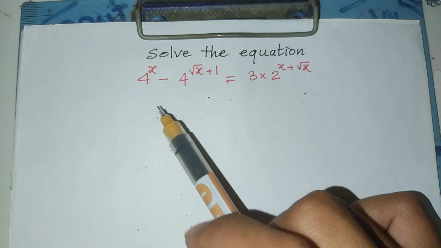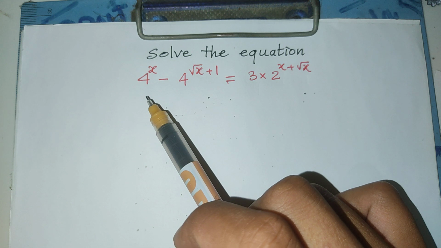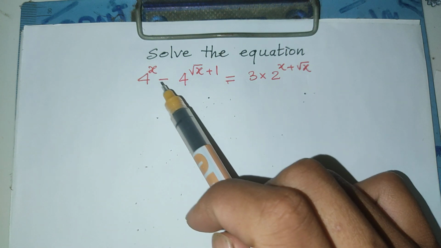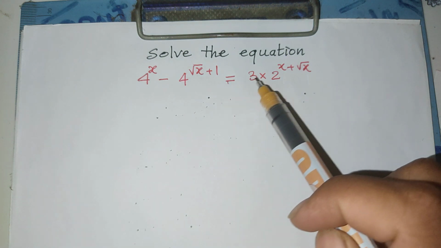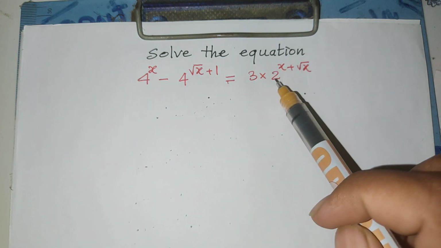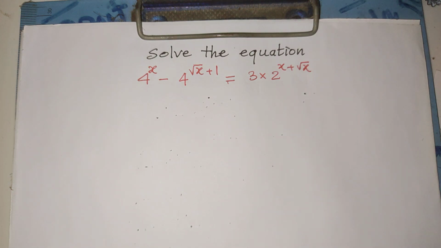Today I have one exercise. Solve this equation: 4^x minus 4^√x plus 1 equals 3 multiplied by 2^(x+√x). Do you know how to solve this? If you know, please do it. When you have done it, please come back to watch my video from beginning to end to verify your solution.